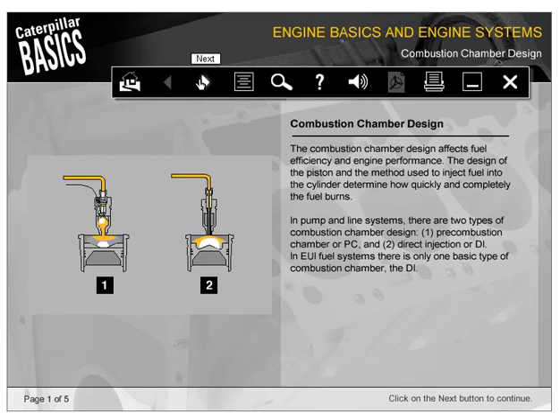The combustion chamber design affects fuel efficiency and engine performance. The design of the piston and the method used to inject fuel into the cylinder determine how quickly and completely the fuel burns. In pump and line systems, there are two types of combustion chamber design. 1. Pre-combustion chamber, or PC, and 2. Direct injection, or DI. In electronic unit injection fuel systems, there's only one basic type of combustion chamber, the DI.